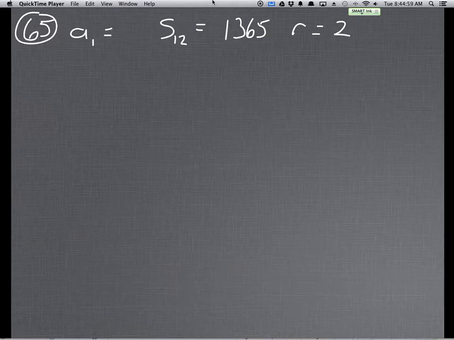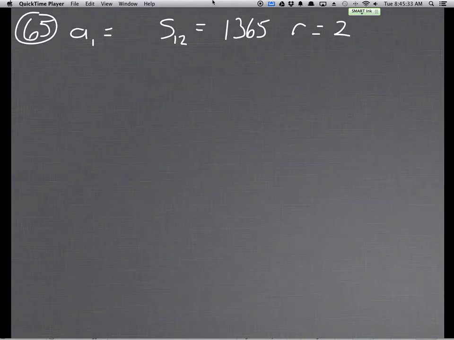All right, first one. They want me to find a sub 1. They tell me s sub 12 is 1365, and they tell me r is 2. Which one of my formulas do I want to use, and why? Not the explicit one, but the one under that. I want to use the second one over there. Why? Because I don't have the last term. If I don't have the last term, I need to use the second one. So that's what we want to use.